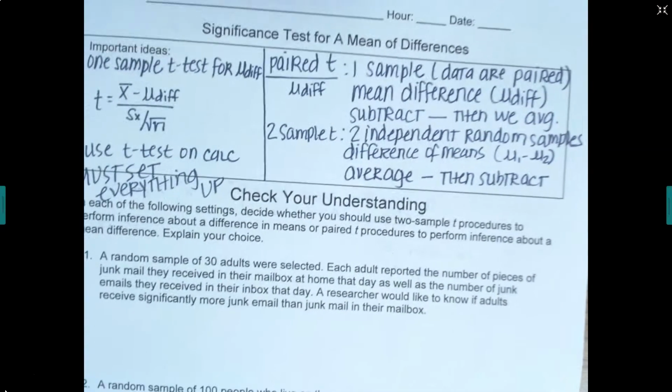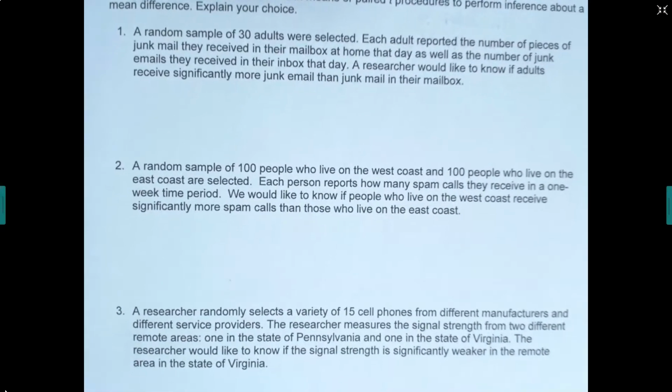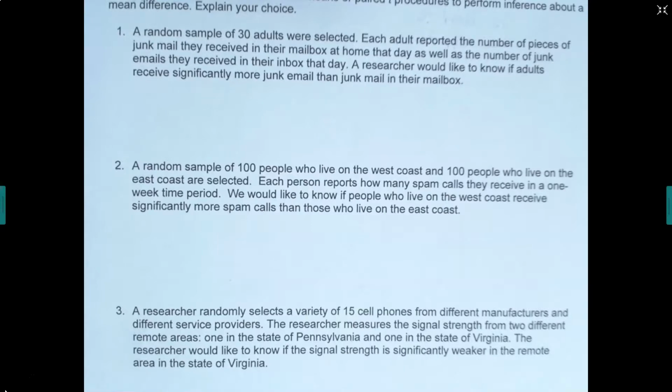Okay, so what you're going to do for the check your understanding is I have 3 scenarios here. Read through them and determine whether they're a paired t or a two sample t.